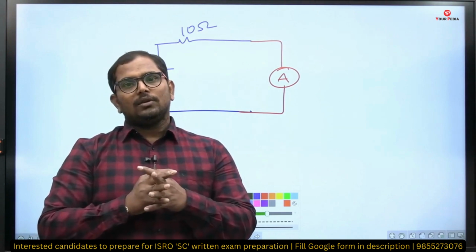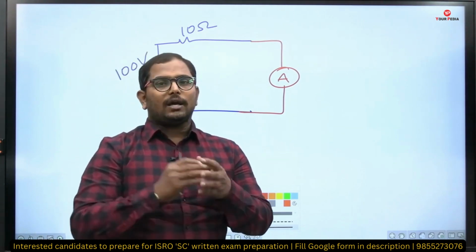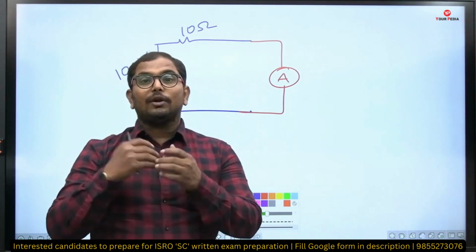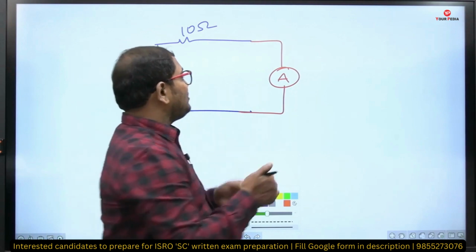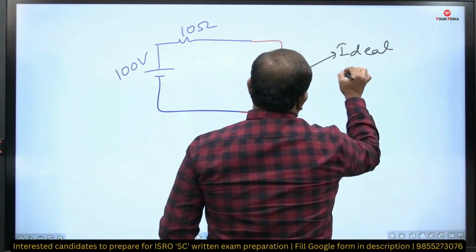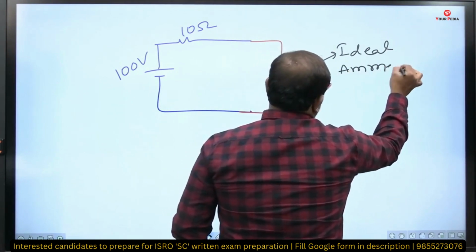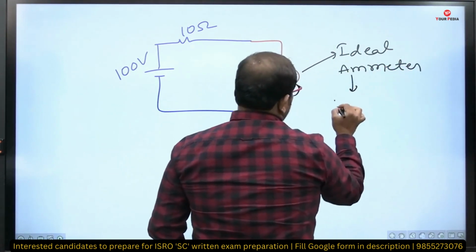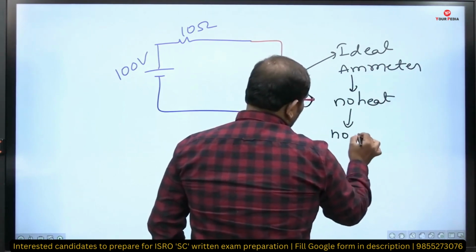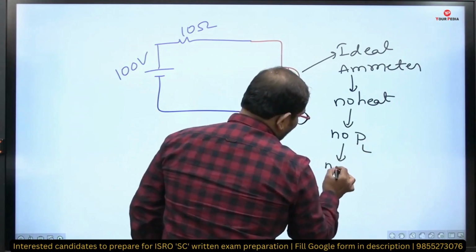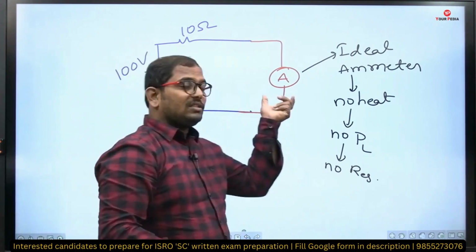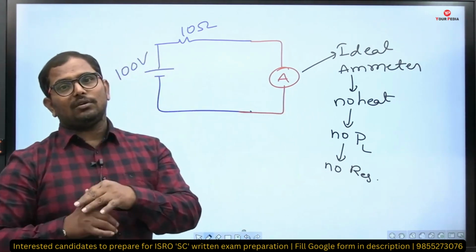No, not at all. But during the analysis, or during the calculations in our theoretical concepts, we'll assume this as an ideal one. We'll usually assume this as an ideal ammeter. What is the meaning of ideal ammeter? No power loss, that is, no heat will be produced inside it. No heat means no power loss. No power loss means no resistance. So this ammeter will not exhibit any amount of resistance.